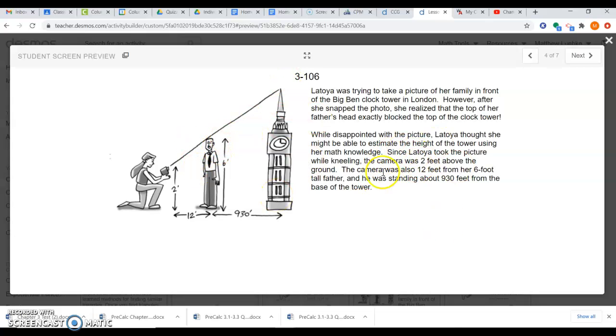Okay, but the important piece of information here that's going to play into the next one is she took the picture while kneeling, so the camera was 2 feet off the ground. The camera was also 12 feet from her 6 foot tall father, so we have 12 feet between the camera and her dad. And then her dad was 930 feet away from the tower.